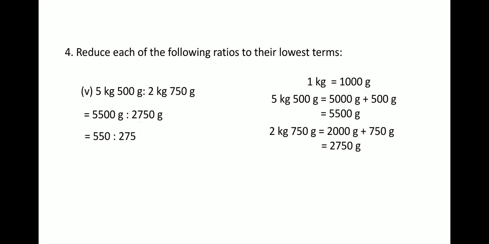Further, if we divide both the terms by 5, 5 will divide 550 110 times, and 275 is divided by 5 55 times. Now 55 can divide 110 2 times, so we can write 55 will divide it 2 times and 55 will divide 55 1 time. So 2:1 is the simplified or the lowest ratio.